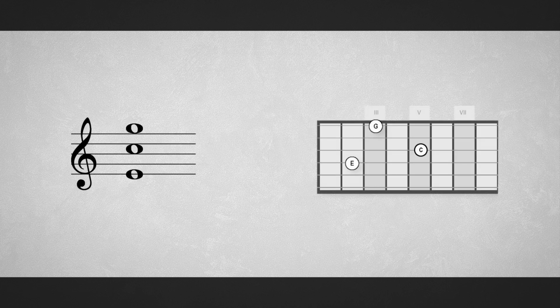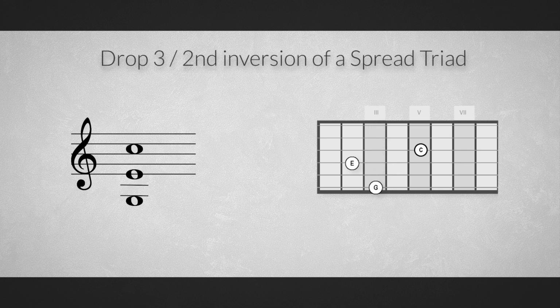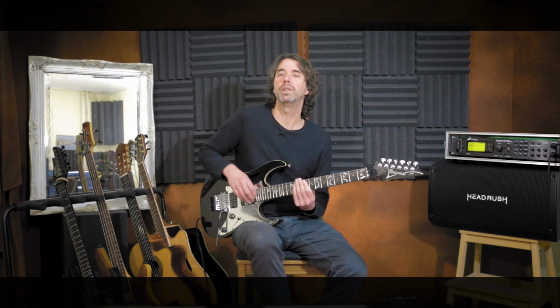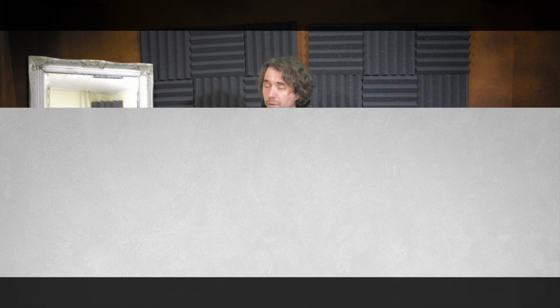Now the second inversion is a voicing where the fifth of the chord is dropped an octave. And this is also called a drop 3 voicing. Now we can start to practice the inversions by playing all the inversions with the bass note on the 6th string, and after that we will play them with the bass note on the 5th string, and finally we are going to play the inversion with the bass note on the 4th string.